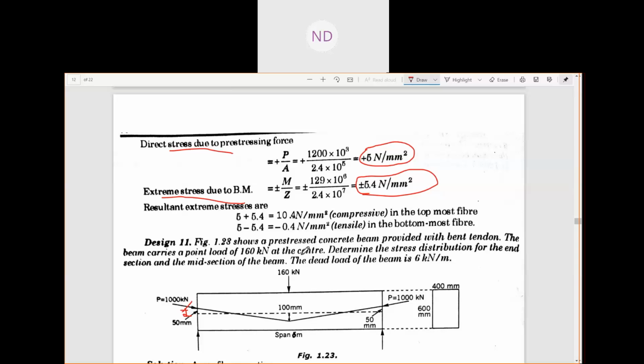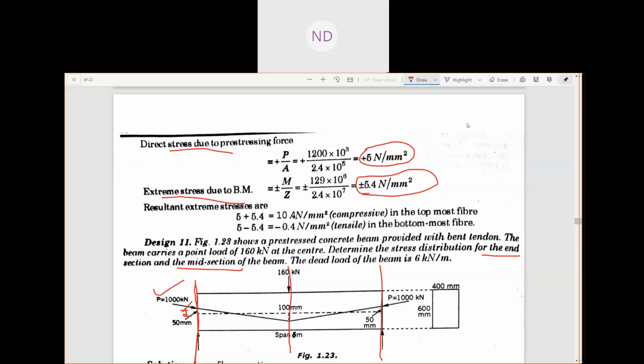In your question, it says that the beam carries a point load, and you have to determine the stress distribution for the end section and the midsection. That means this time you have to calculate the stresses at the end sections as well as on the midsection. So what will be the stresses in this case? You have the pre-stressing force P, so the stress due to pre-stressing force will be present. You all know this.